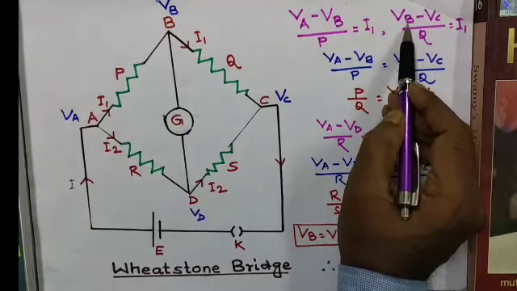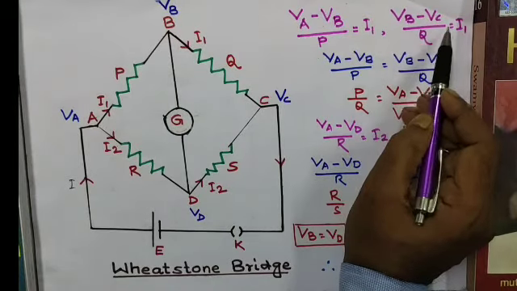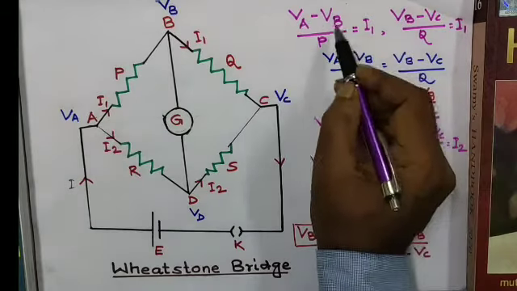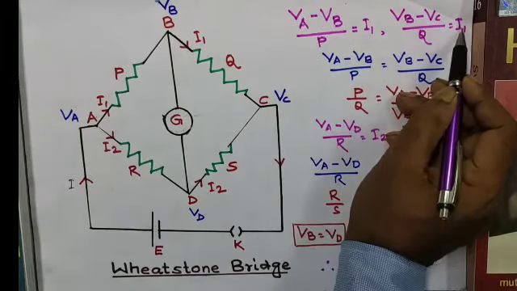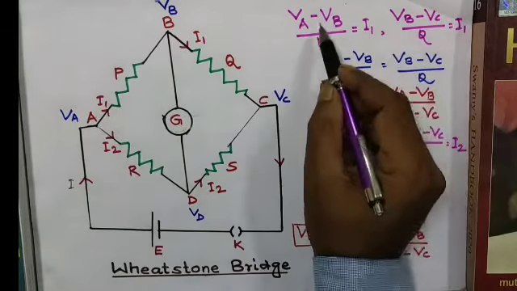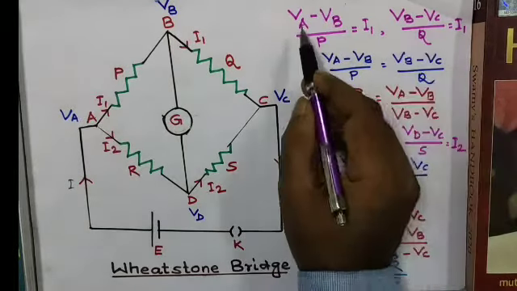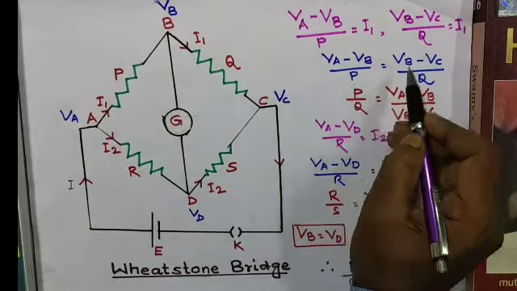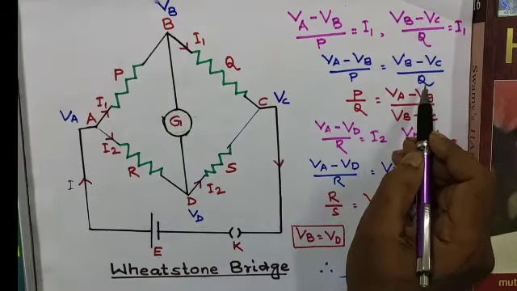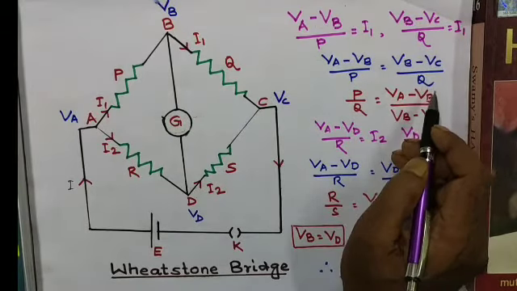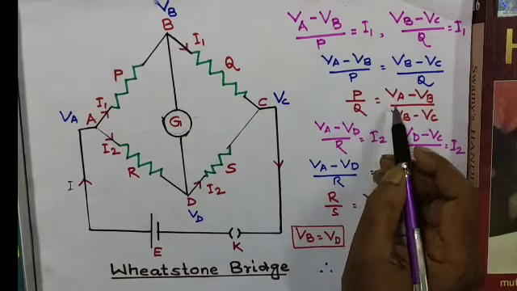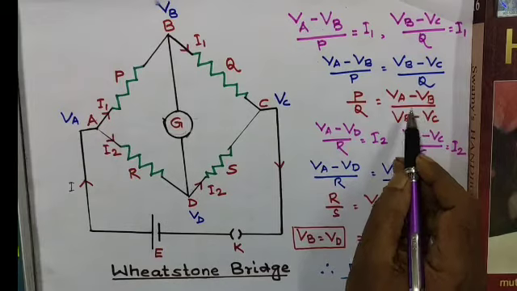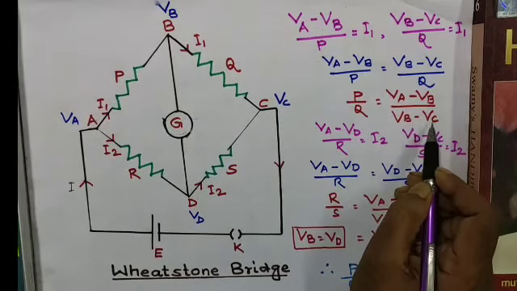Here we have written VB minus VC by Q is equal to I1. So this is equal to I1 and this is also equal to I1. So we can say this is equal to this. That means VA minus VB by P is equal to VB minus VC by Q. So we can get P by Q is equal to VA minus VB by VB minus VC.